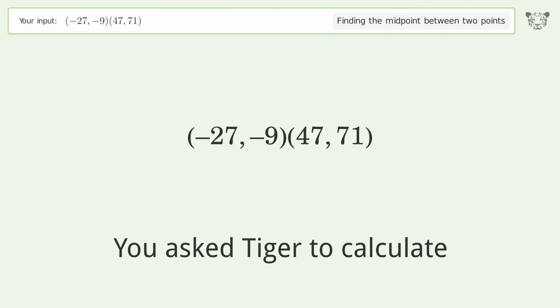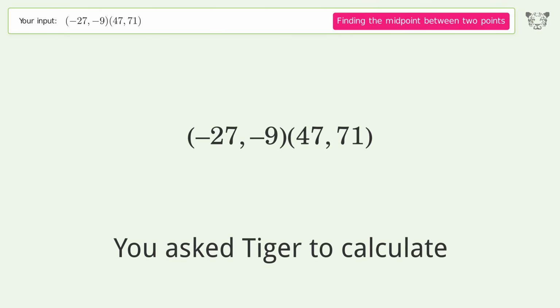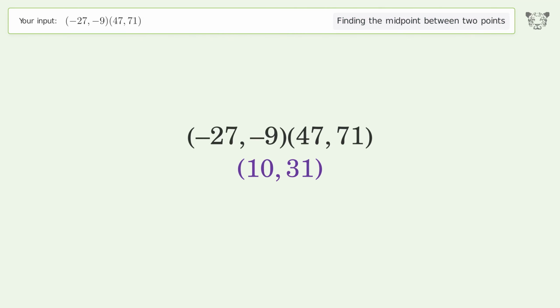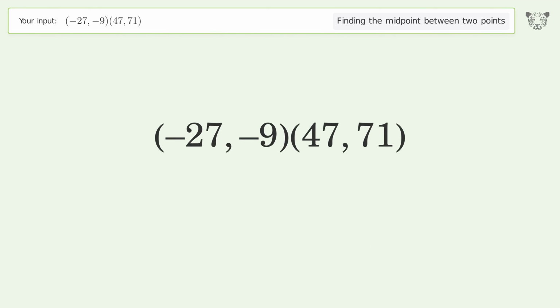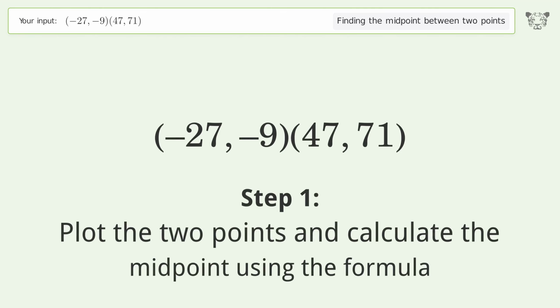You ask Tiger to calculate. This deals with finding the midpoint between 2 points. The midpoint between the 2 points is 10,31. Let's solve it step by step. Plot the 2 points and calculate the midpoint using the formula.